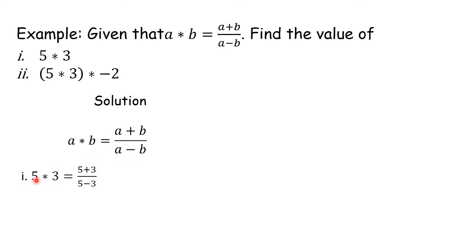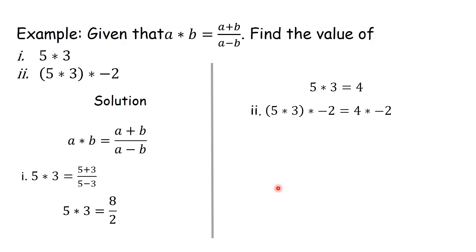So beginning with 5 star 3, our a is 5 and our b is 3. Where there is a, we shall substitute a 5, and where there is b, we shall substitute a 3. So that is why we have 5 plus 3 here and 5 minus 3. So 5 plus 3 gives us 8, and 5 minus 3 gives us a 2. So 8 divided by 2 is going to give us a 4. So 5 star 3 is equal to 4.